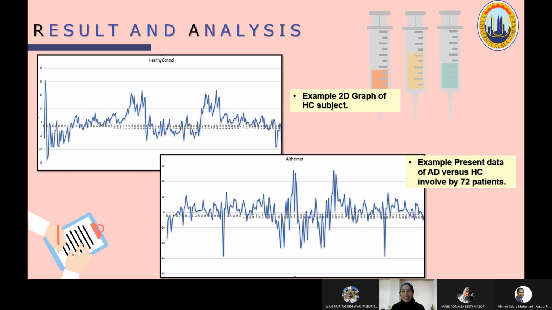Okay. So as you can see, I already told you that this contains 49 people with Alzheimer's and 23 healthy controls from the FISCON study 2018. Okay.